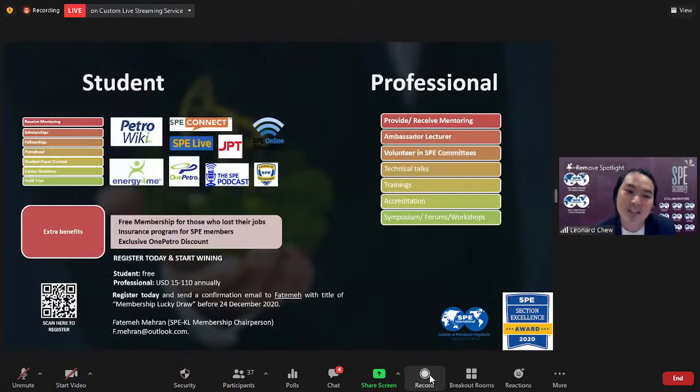So this is a list or a map of how a student membership will look like, and of course, comparing it to professional membership. And after that, we list out the extra benefits, which is shown here under the middle part of the slide. And of course, last thing, allow me to do a final push or final encouragement. For student membership, it is free. And for professional, it is 15 USD to 110 USD annually, depending on which year we are at. And of course, I believe after the extra benefits, it will be very affordable.